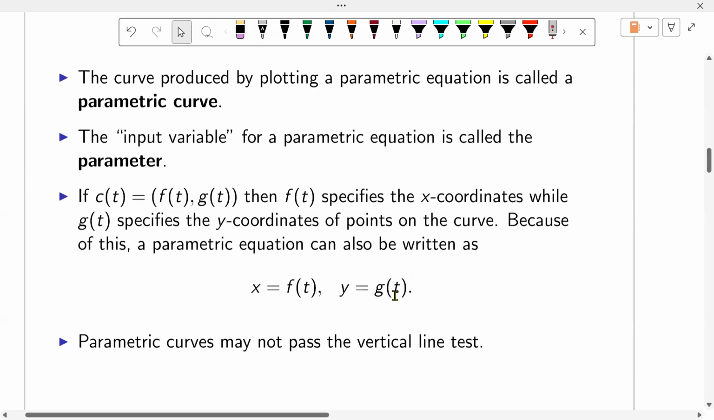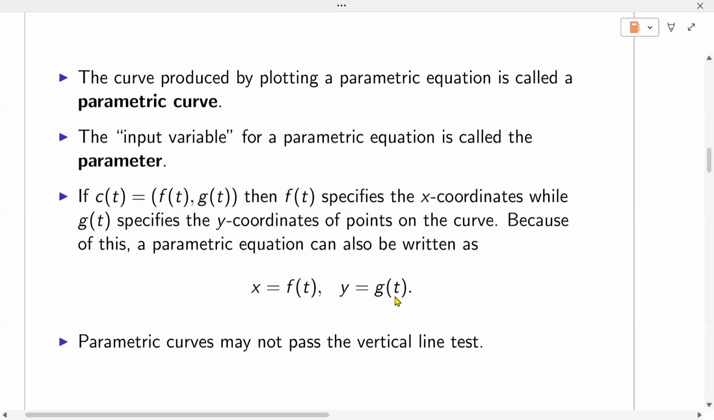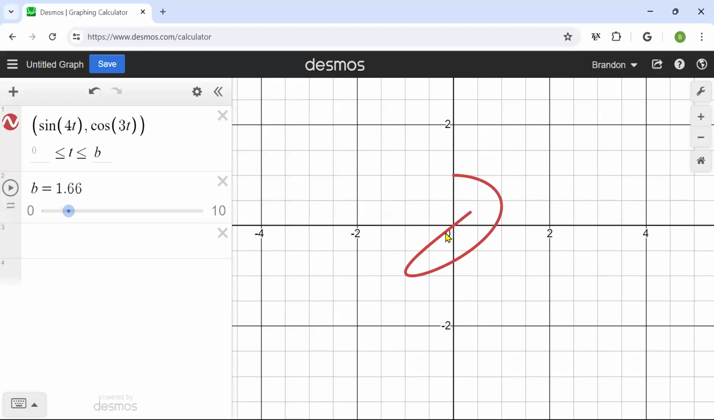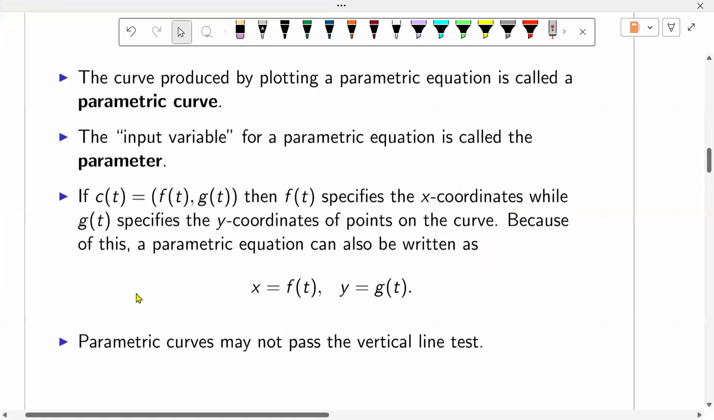Now, what's interesting about parametric curves is that they do not pass the vertical line test. So if we take a look at the example I just did, you can see it definitely does not pass the vertical line test. But still, it's a function of the parameter t. You give inputs t, it's just you get outputs that are pairs of numbers. So still function-ish, just not the type of functions we normally think about.